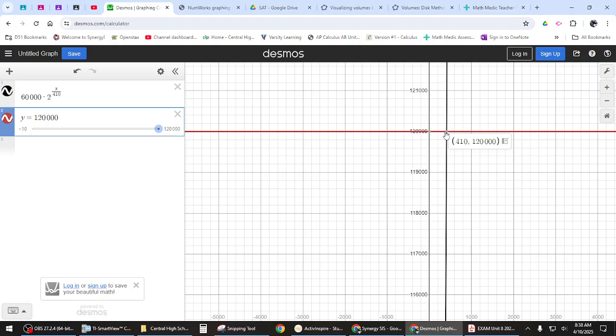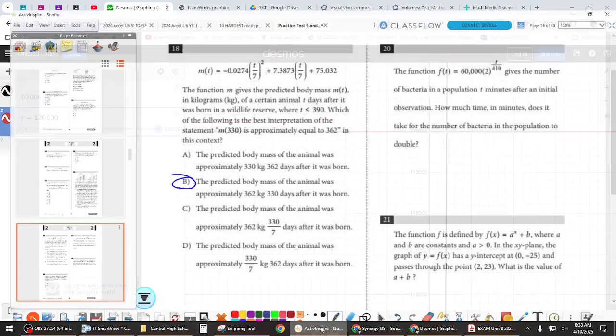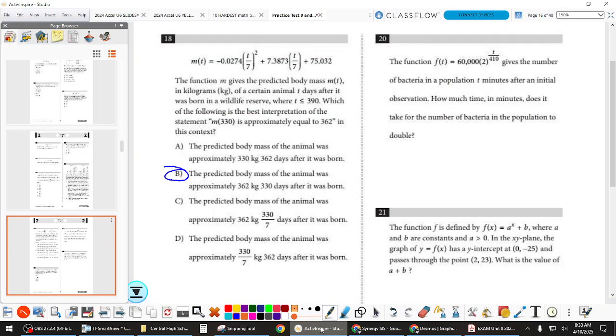Now, here's another way you could have solved this conceptually. Do you see how if our exponent is 1, it's 2 to the 1, which means it's twice as big? Okay, so you could have thought through it that way too. But just saying, if you're stuck, use Desmos.